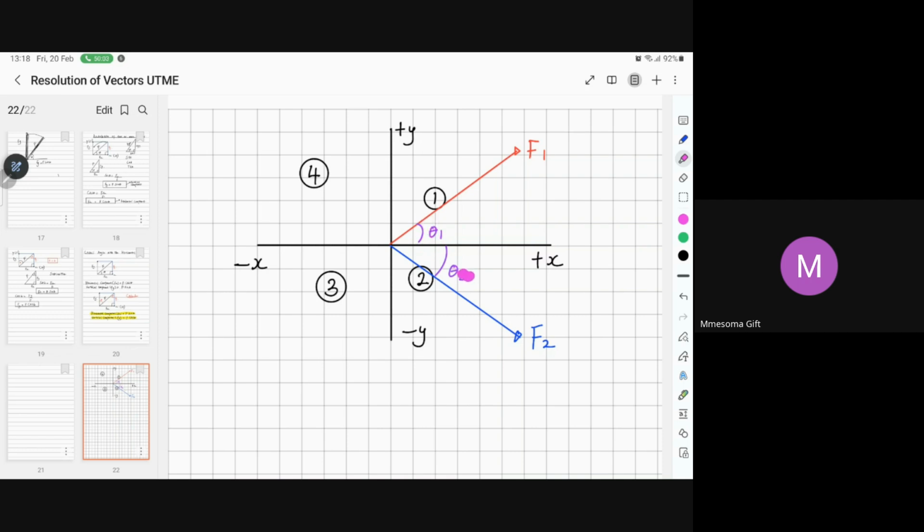Now, if I want to resolve this force that is towards the second quadrant to the horizontal, it's going to be what? F2 cos theta 2, because that angle is with the horizontal and is towards the positive direction. Now, if I want to resolve this F2 to the y component, I want to straighten up to the straight line here. Because here is the negative side, I'm going to have minus F2 sine theta 2, because that angle is here.